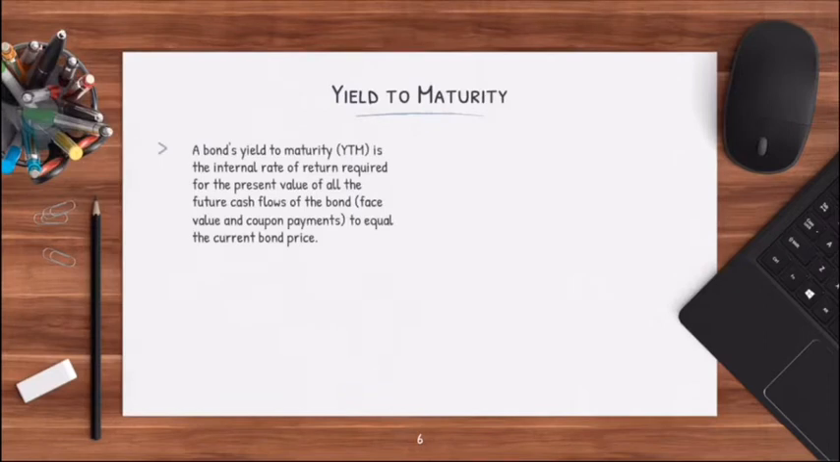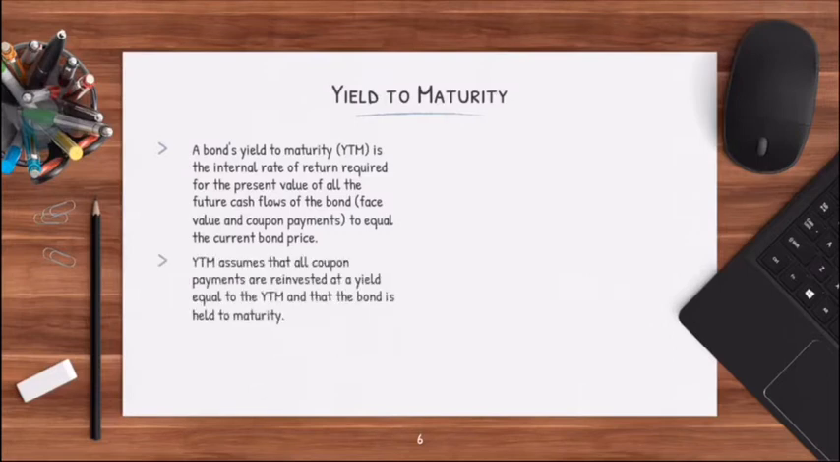The second one is yield to maturity. A bond's yield to maturity, or YTM, is the internal rate of return required for the present value of all the future cash flows of the bond, face value and coupon payments, to equal the current bond price. Yield to maturity assumes that all coupon payments are reinvested at a yield equal to the yield to maturity and that the bond is held to maturity.